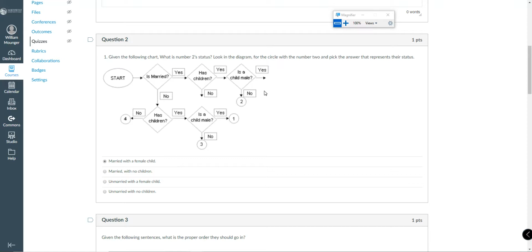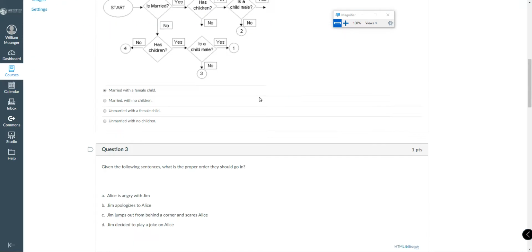Flowcharts can be used a lot in programming, especially if you have different decisions to make in a program or even a game or a story. Knowing how to follow them and get from place to place can be kind of useful. And this logic is used in a program. If they're married, go to this. If they have kids, go to this. And it just splits and does different parts of the code.